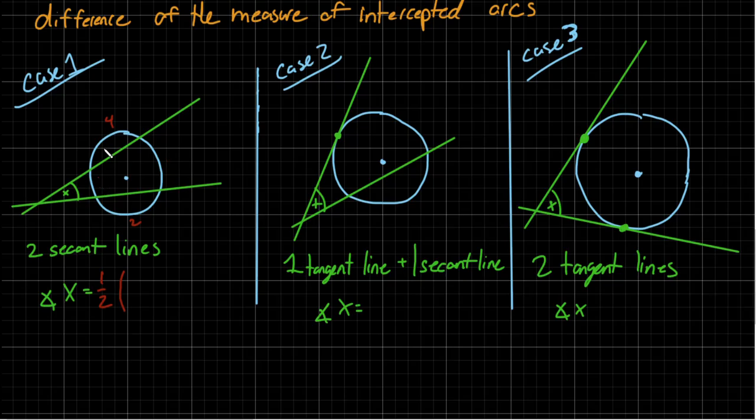Call this A, and this B. I want my larger one to always go first, okay? Larger one always first. So B minus A. We always have larger arc minus smaller arc.